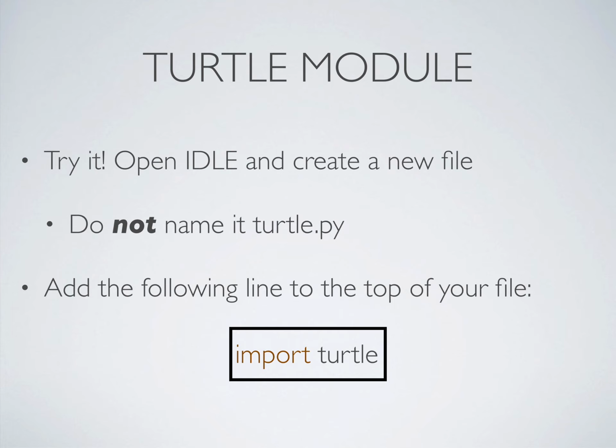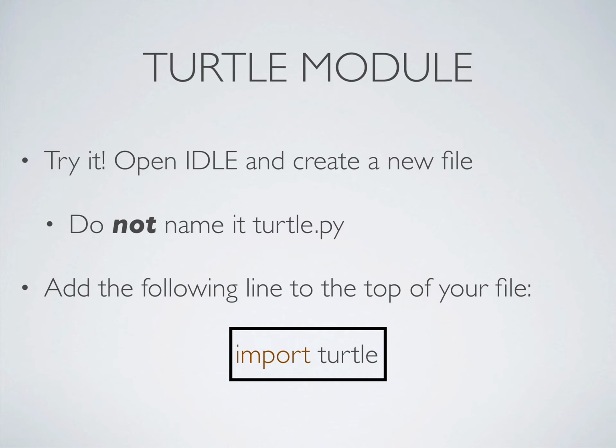Alright, this lecture is going to be very interactive, so I want you to make sure you follow along with me in IDLE. So go ahead, open up IDLE, make a new file. Here's the thing though, you cannot name it turtle.py. The reason is because there's already a file named turtle.py. That is the turtle module. So just make sure you name your file something else. Turtle1 is fine. Turtle practice is fine. Just don't name it turtle.py.